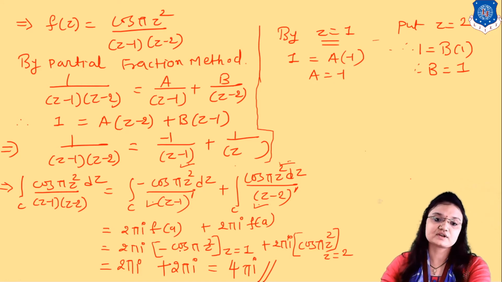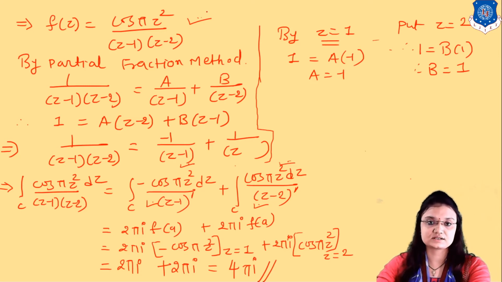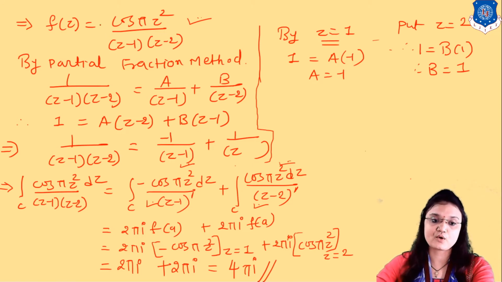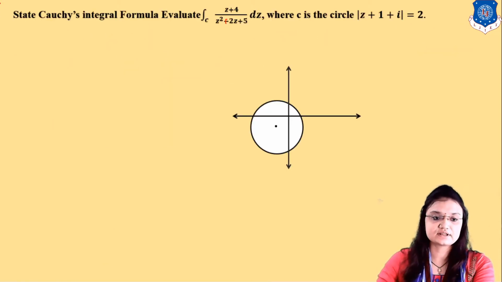Okay, so here we have 2 points and both points lie inside the circle C. At that time we have to split this function by using the partial fraction method, and after splitting the function we will easily get the answer by Cauchy's integral formula. So remember this: if we have 2 points or 3 points, all of which lie inside the circle C, then we have to take the partial fraction expansion of this function. Okay, now let us understand with the next example.